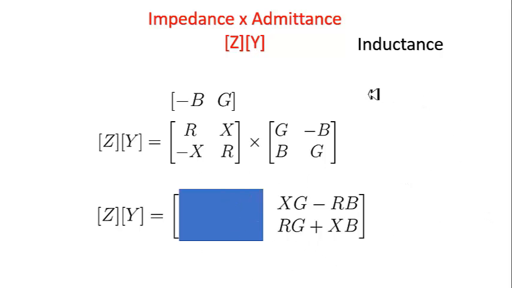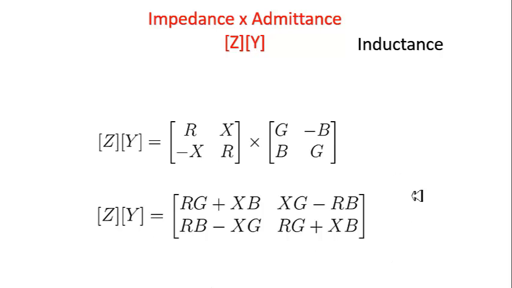And so here you can see it is minus R times minus B, which is minus RB. And then you've got X times G, which would be positive. So in this corner, you've got positive XG minus RB. And now we're going to do the bottom one here. We've got R times G, positive R times G, and minus X times minus B, which is positive XB, which we write here. Okay, so now we've got both columns, and this is what it looks like.